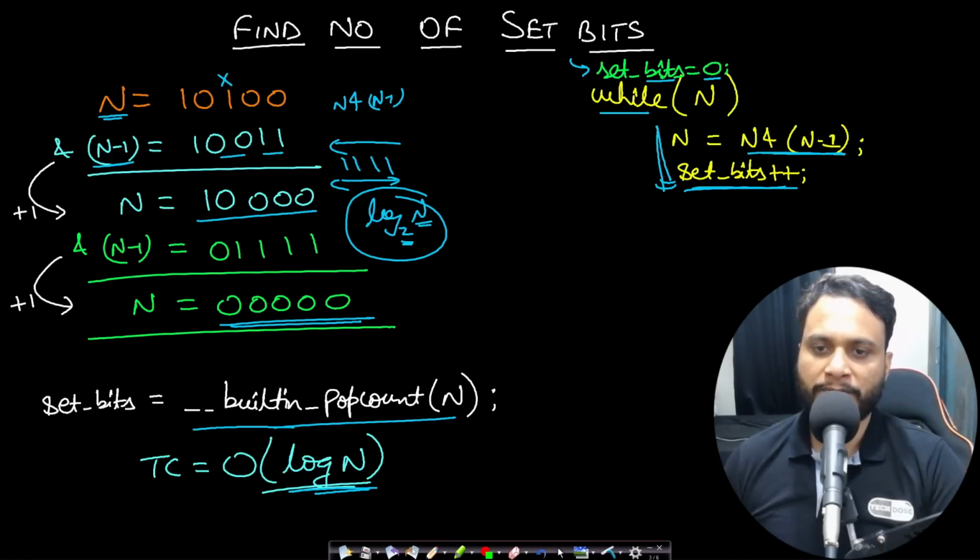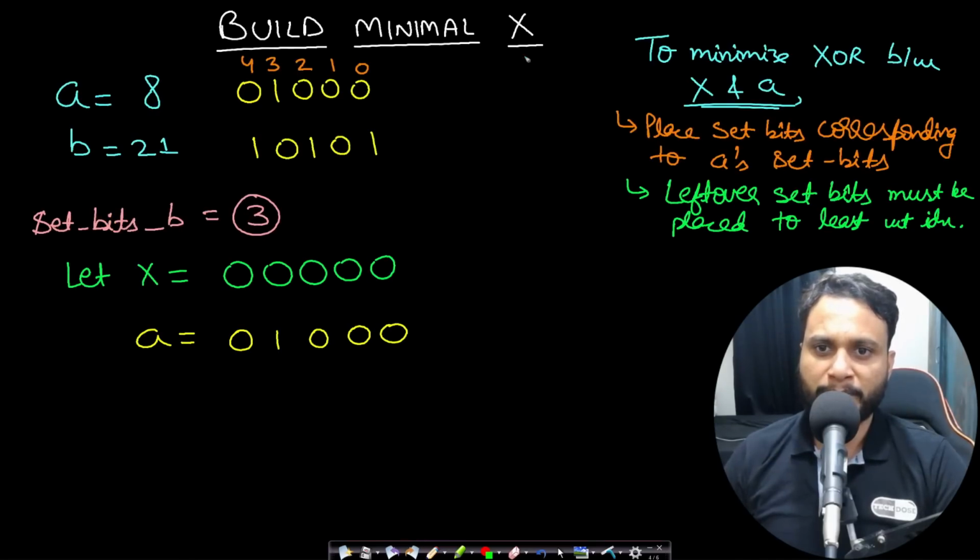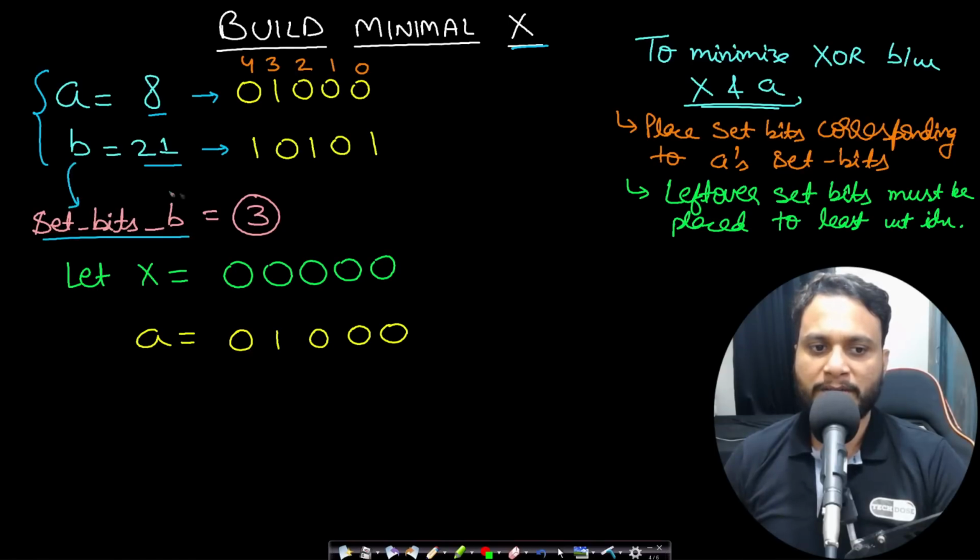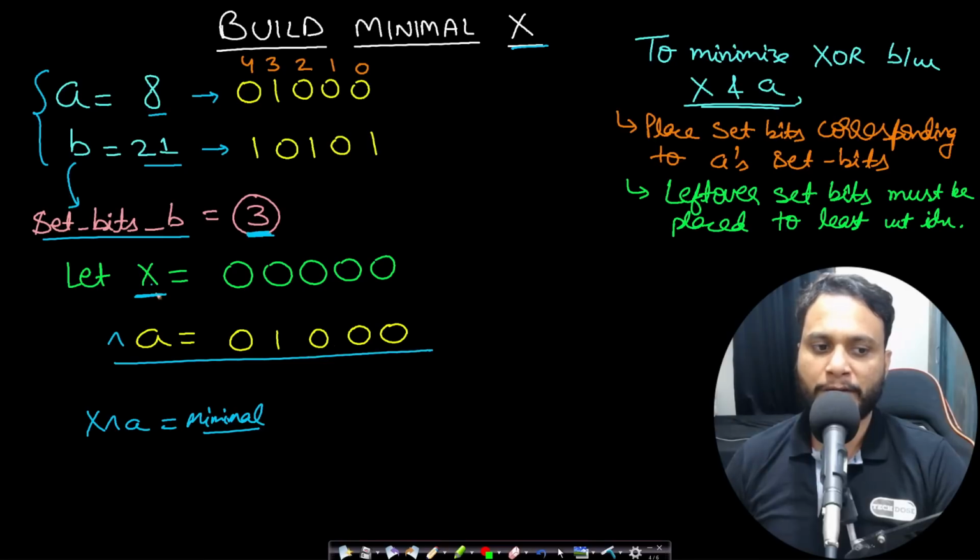Right. So once we have learned finding the number of set bits, now let's see how to build the minimal x. Let's say that a equals 8 and b equals 21. And I have written the binary representation in 5 bits. Now according to the problem, the number of set bits of b has to be taken into account. So the set bits in b is 3. Now I need to build a positive number x in such a way that x XOR a must be as small as possible. That means I want to minimize the value of x XOR a. Since I have 3 bits to be placed in x, where will I place them? I will place them at a position which will minimize the value of x XOR a.